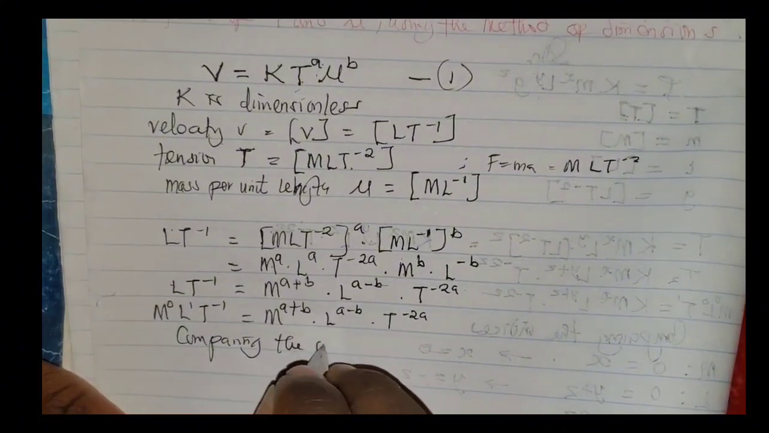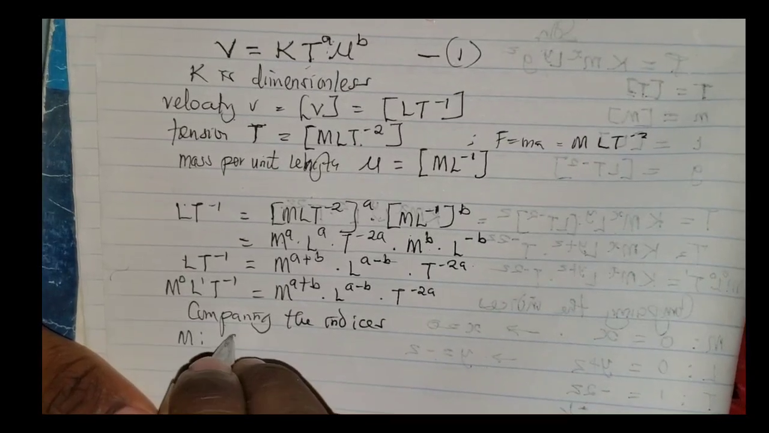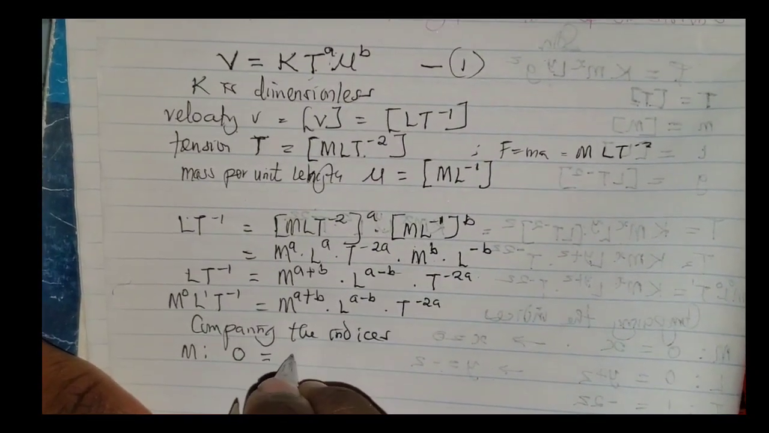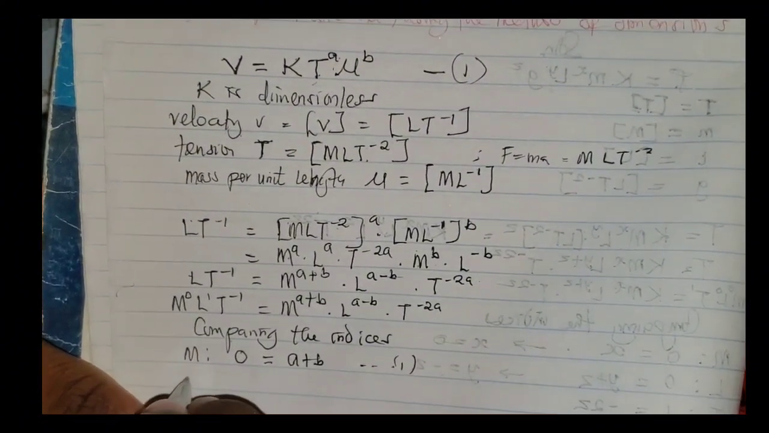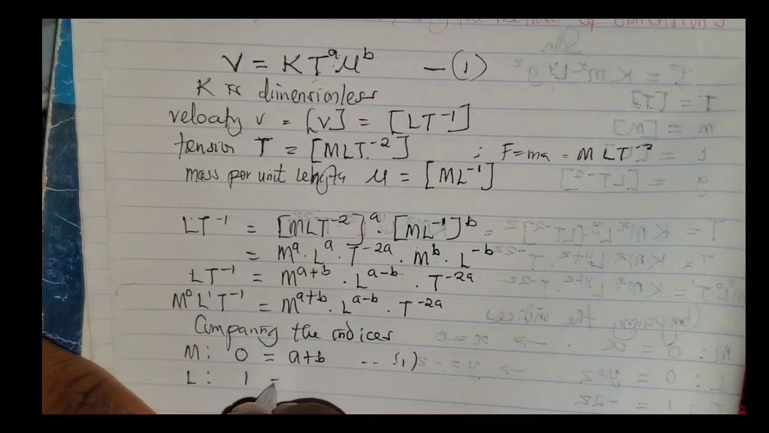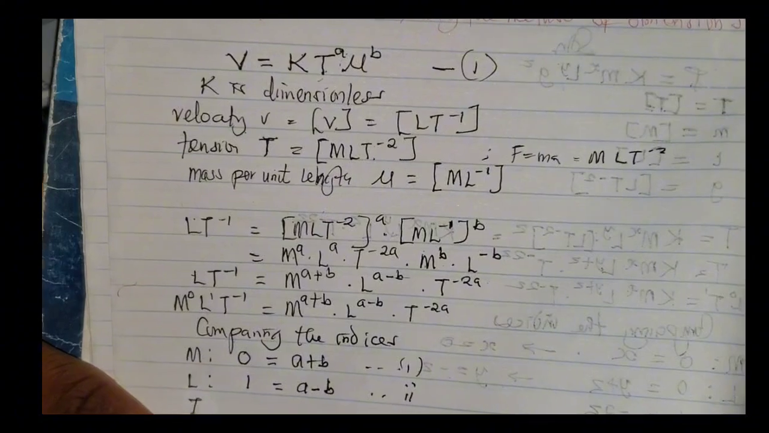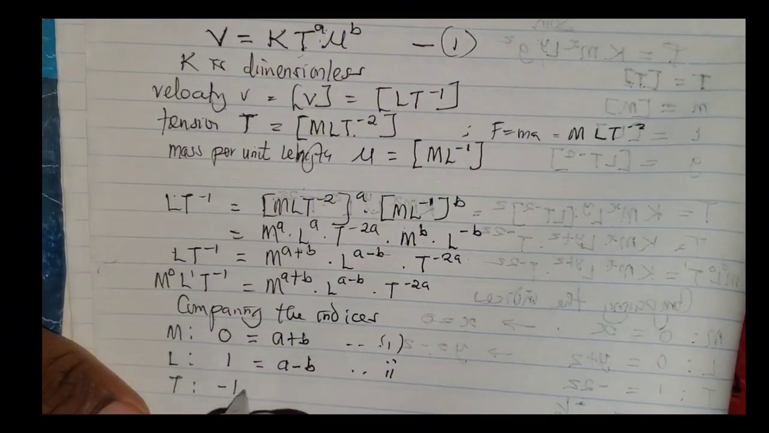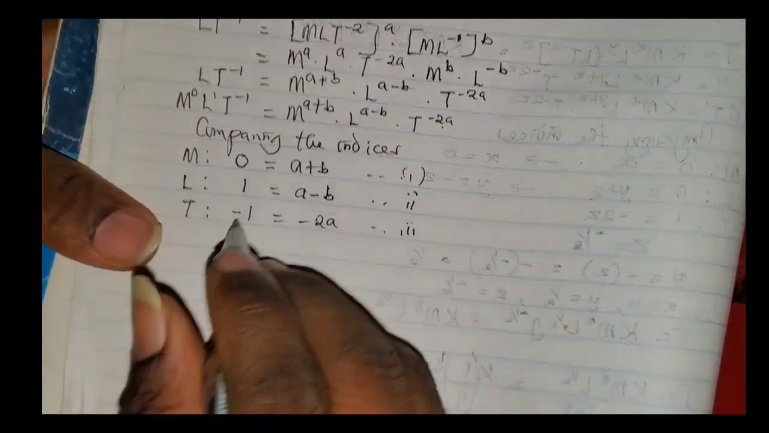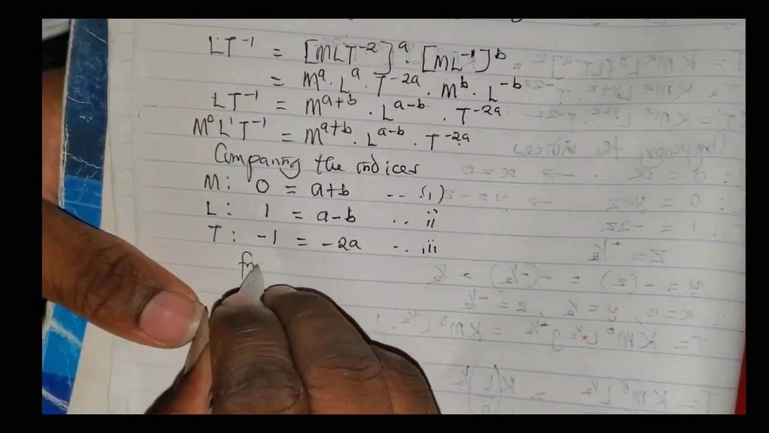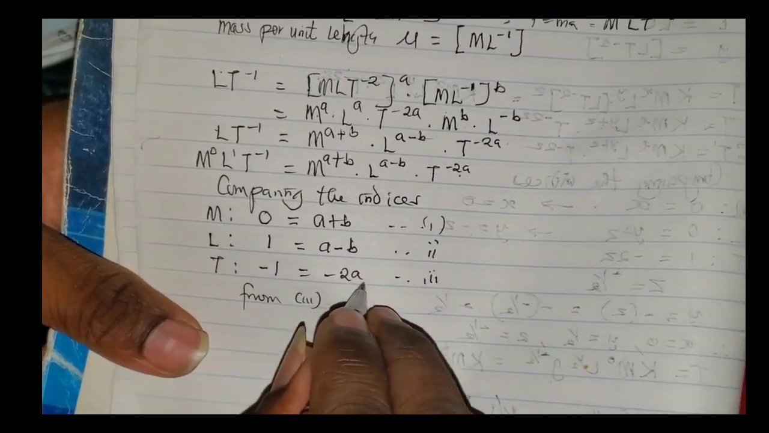Then we compare the indices. For M, on the left-hand side we have 0, and on the right-hand side we have a plus b, equation 1. For L, we have 1 on the left-hand side and a minus b on the right-hand side, equation 2. Then for T, on the left-hand side we have -1 and on the right-hand side we have -2a, equation 3. From equation 3, we divide both sides by -2.